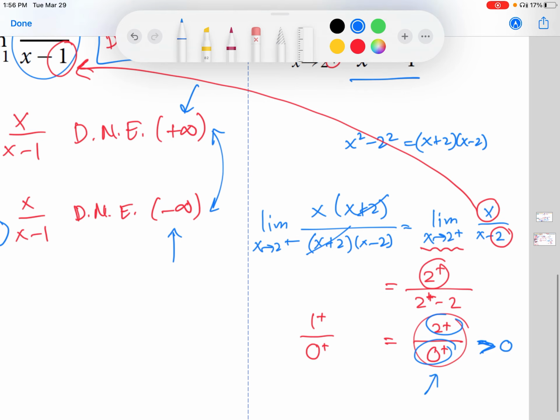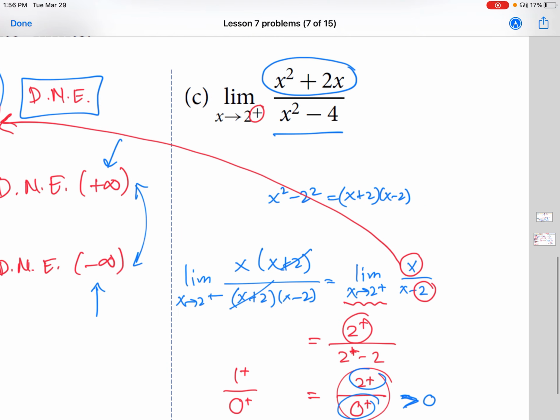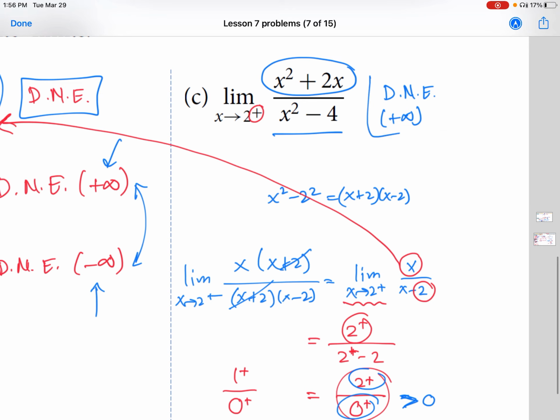And again, we are dividing by a very, very tiny number, so the result is going to be very large. So we think that this is going to approach infinity. So it does not exist, but we have some more information to give, so that the function is approaching positive infinity.